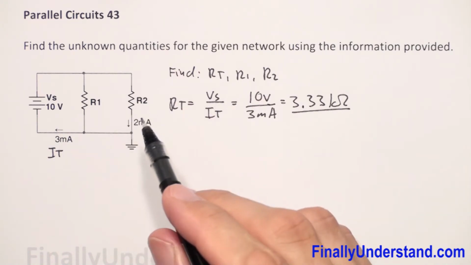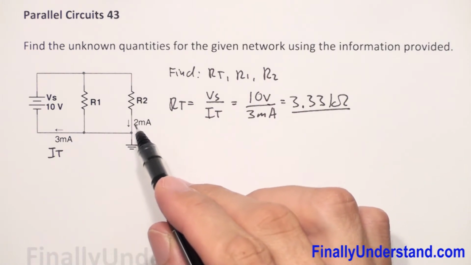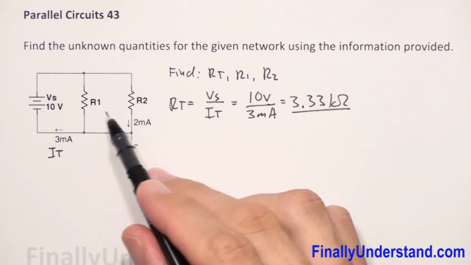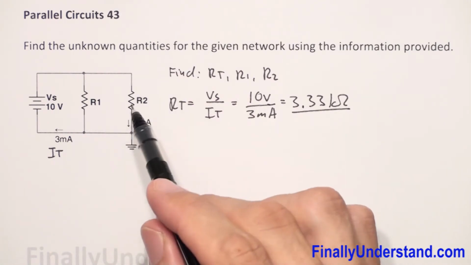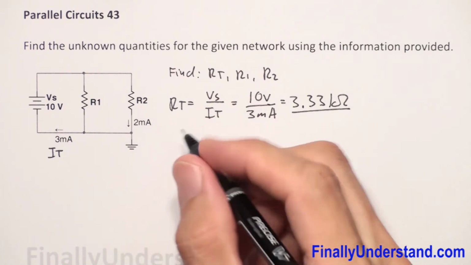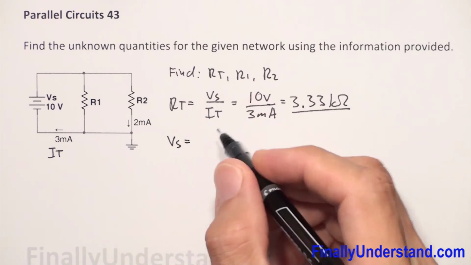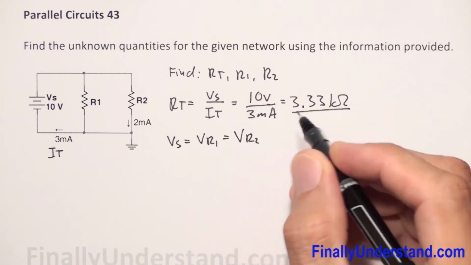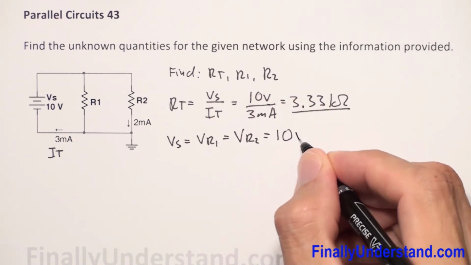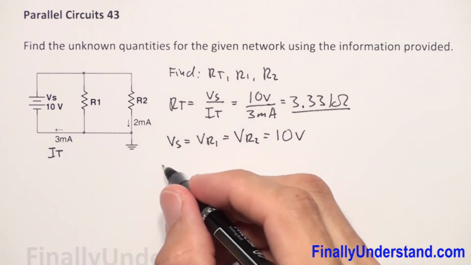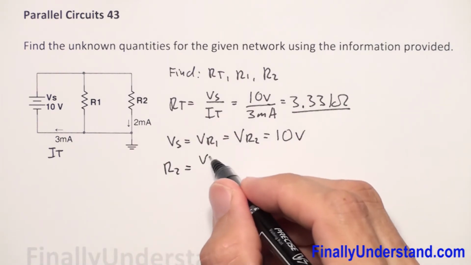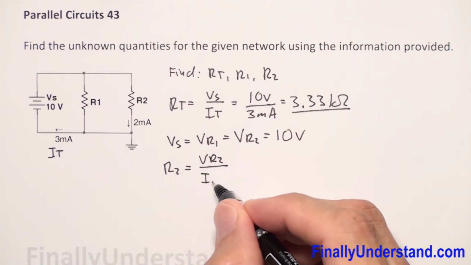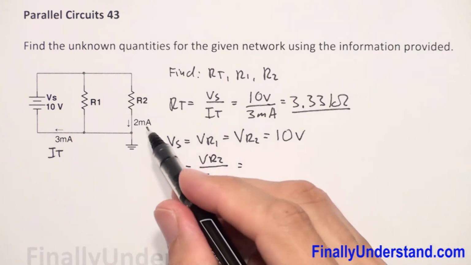Now, let's look at the component which has two pieces of information. R2 has a given current, and because this is a parallel circuit, the voltage is given as well. Keep in mind that in a parallel circuit, the voltage source is equal to VR1, which is also equal to VR2, and this is equal to 10 volts. So R2 is equal to VR2 over I2. This is my I2.